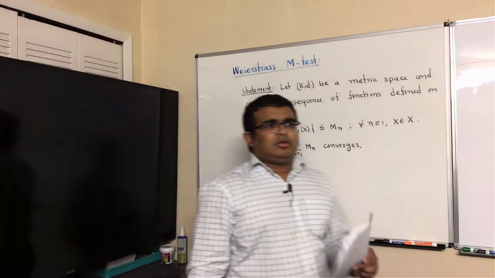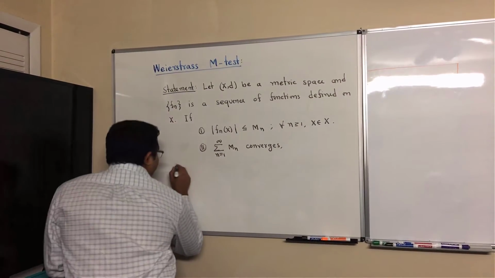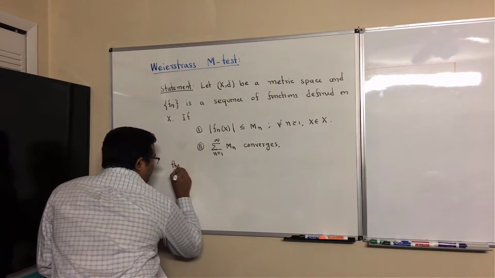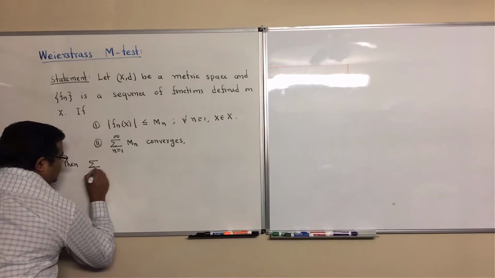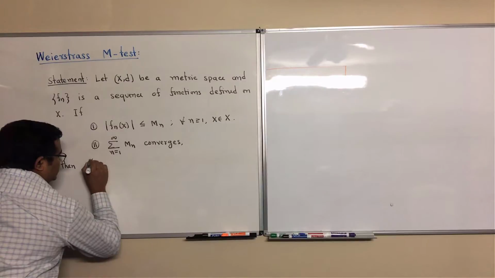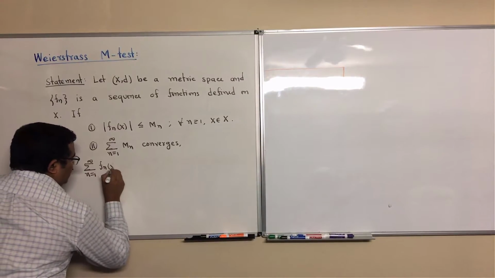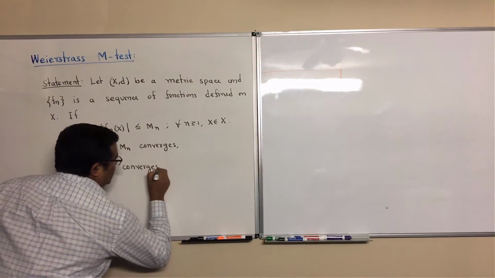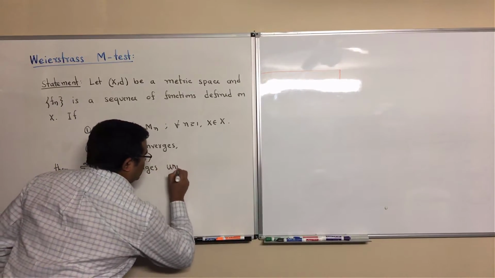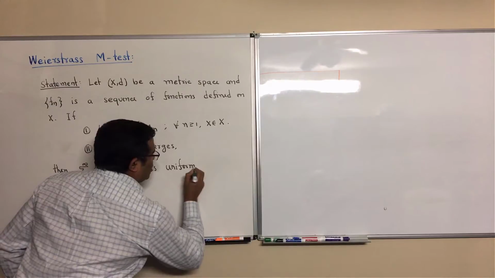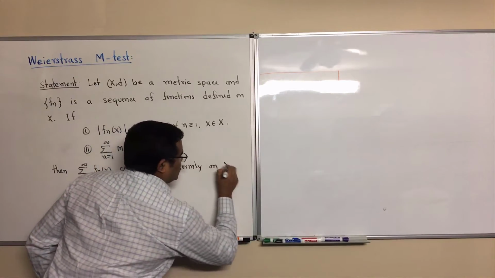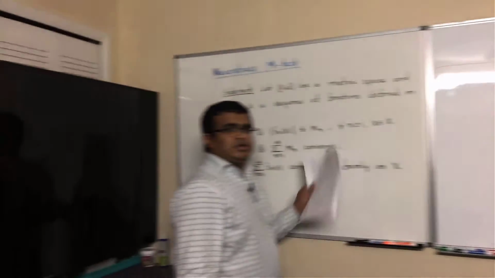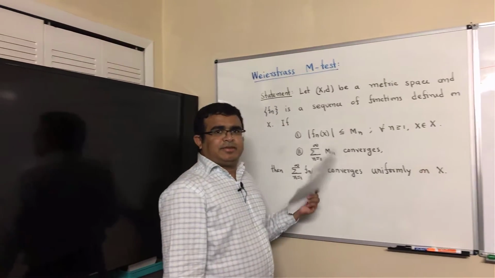Then the conclusion is that the infinite series of functions, n equals 1 to infinity f_n(x), converges uniformly on X. So this is the statement of the Weierstrass M-test.